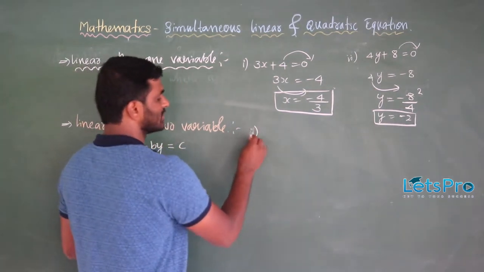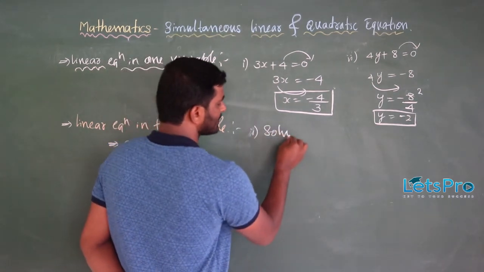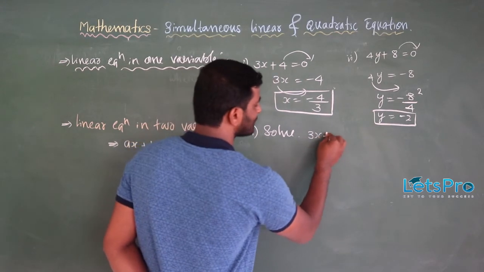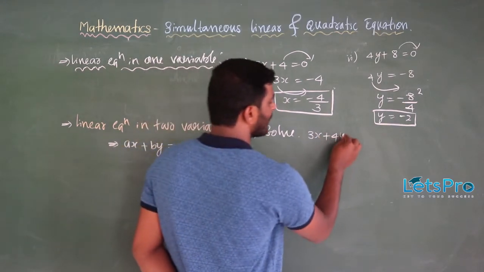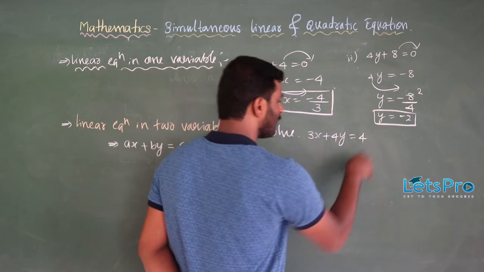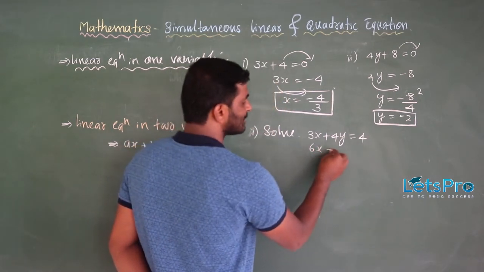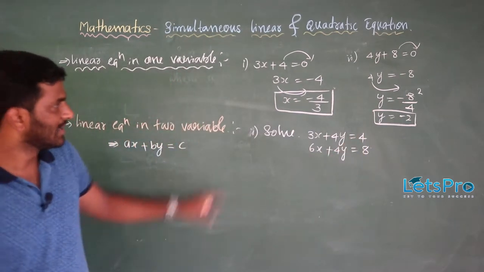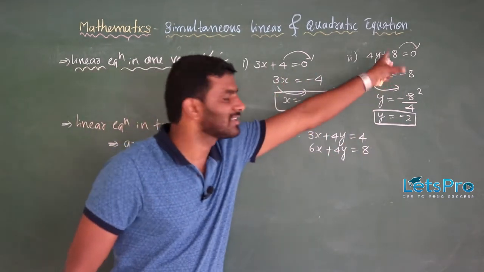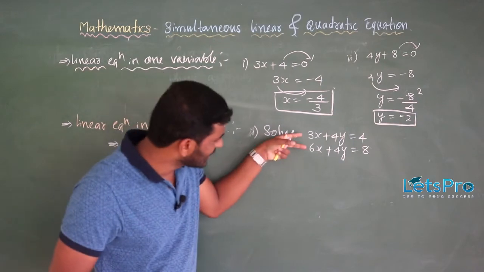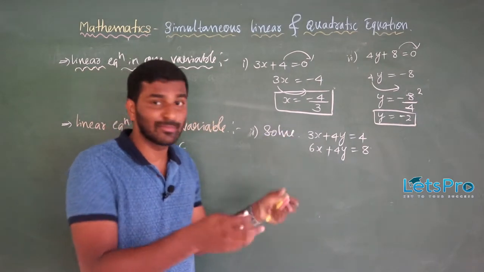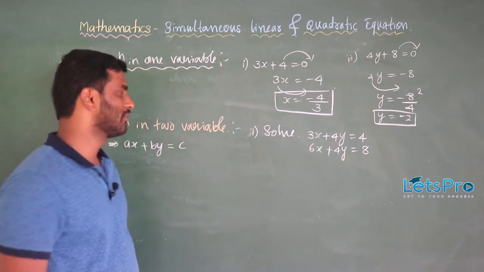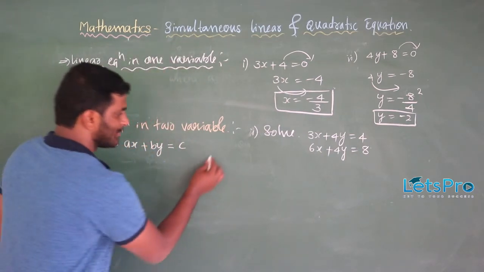Let us take the first question here. Solve two linear equations: 3x plus 4y is equal to 4 and 6x plus 4y is equal to 8. So here we can easily find the x value and the y value. Here are given two linear equations. Is it possible to find the x value and y value? Yes, we can easily find the x value and y value. How? Look at the board carefully.